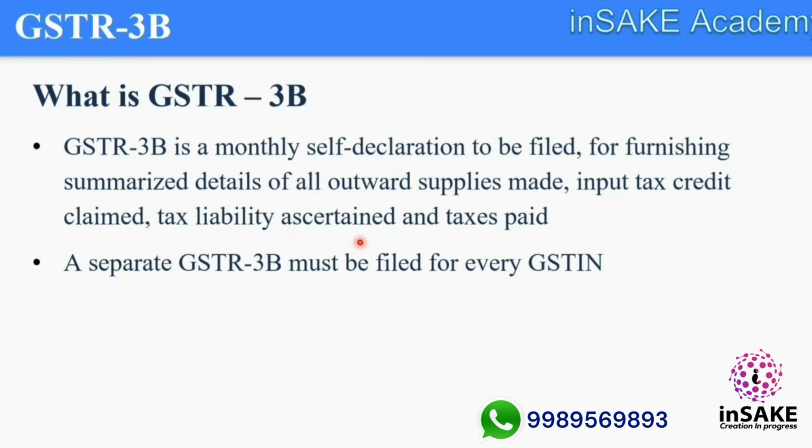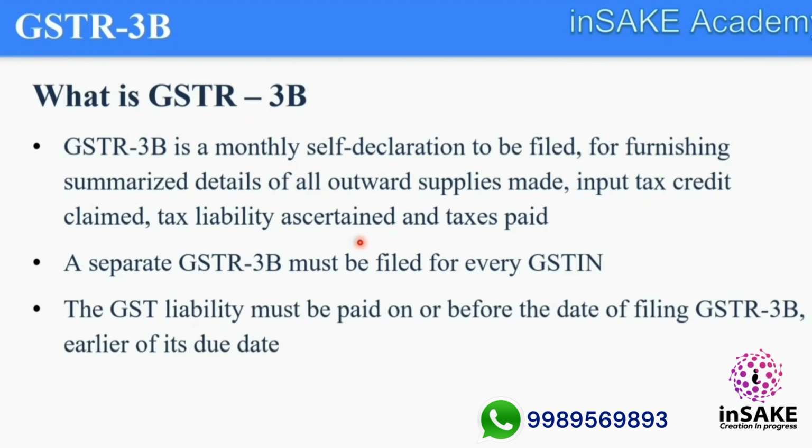A separate GSTR 3B must be filed for every GSTIN. I told you, one person can have multiple GST registrations. Like we discussed in the filing of GSTR 1, every person has to file the GSTR 1 separately for each registration they have. In a similar manner, even for the same person, for each registration, the person is required to file GSTR 3B.